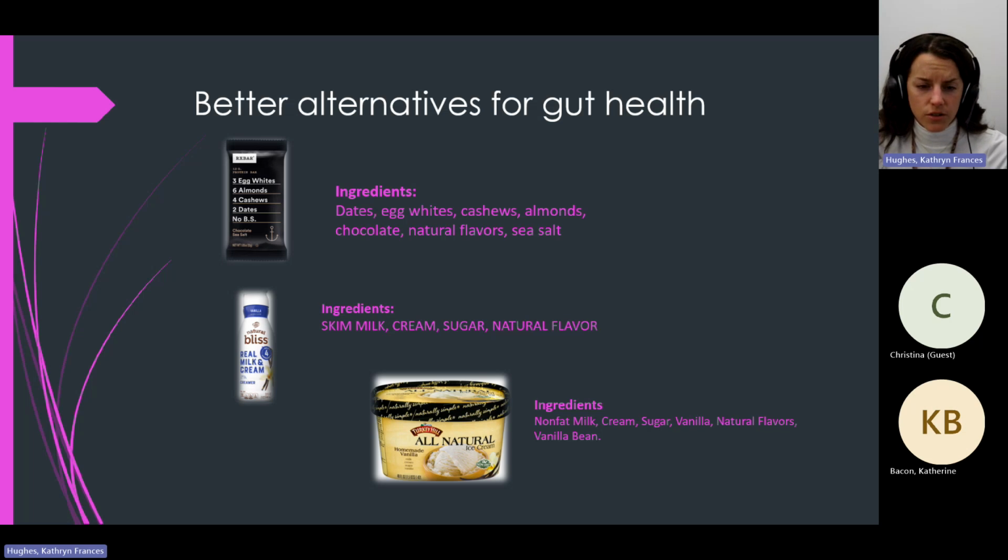Not sure what those are. That's a little mystery. But sea salt, we got our coffee creamer here, Natural Bliss, it's called. Still vanilla, still has sugar, but the ingredients are just skim milk, cream, sugar, and natural flavor, which is coming from the vanilla. And this ice cream too.